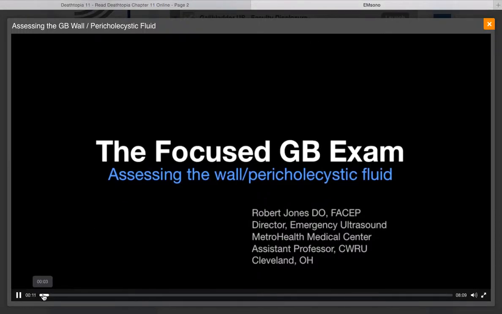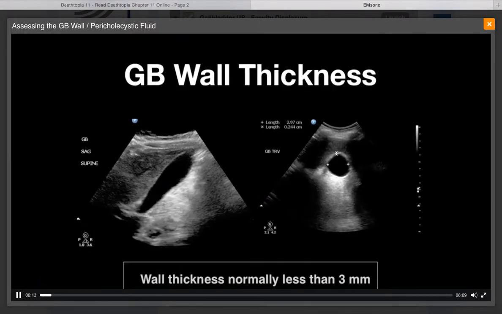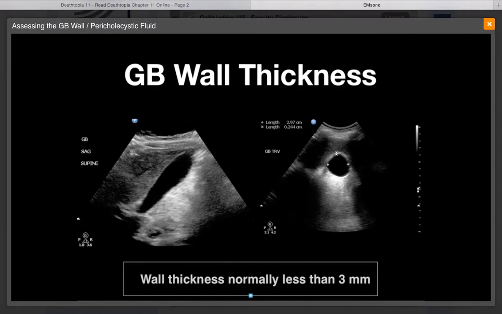Pericholecystic fluid. The wall thickness of a normal gallbladder is less than 3 millimeters. The gallbladder wall thickness is going to be best measured anteriorly where there is a liver-gallbladder interface. Avoid measuring posteriorly since the wall borders of the gallbladder can be hard to define against the adjacent bowel.